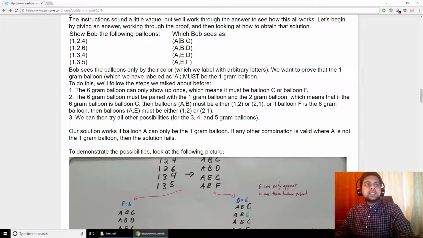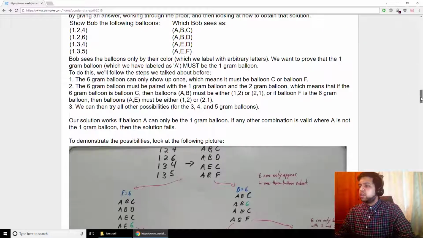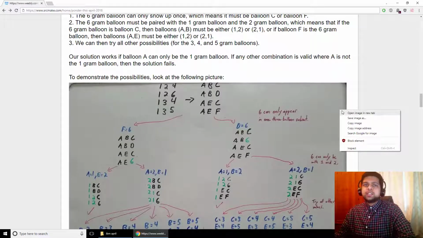And Bob sees this as ABC, ABD, AED, AEF. Again, Bob just sees colors, but we're just arbitrarily labeling these numbers with letters so that we can play around with it a bit better. So let's actually go through the picture. You could read this yourself if you're reading the article, but let's do this through the picture. I'll just explain it for you guys.